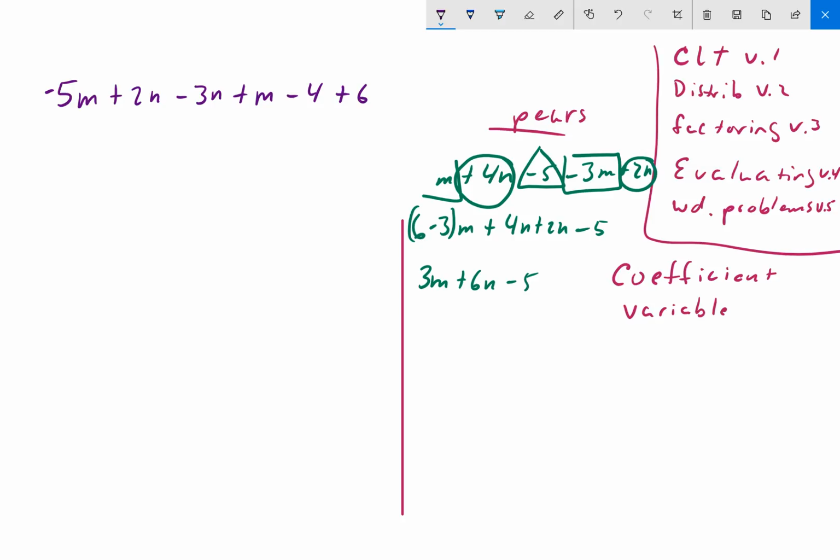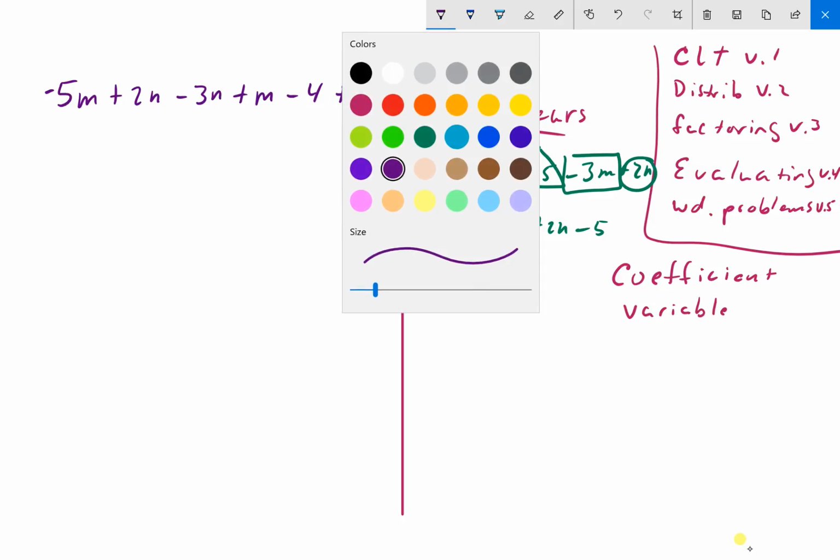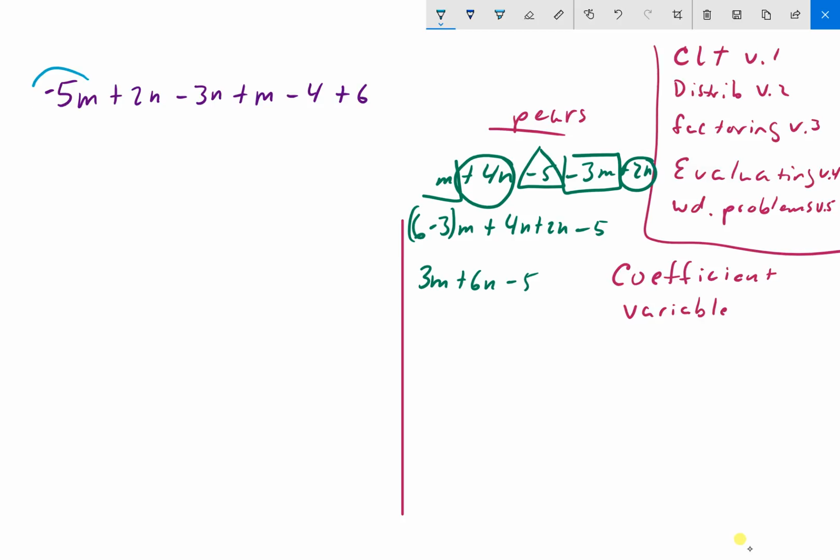If you're doing this at your house, put it on pause and try it out. And now I'm going to show you what I get. I'm going to circle my negative 5m and my positive m. And the reason why this is important is because although there's nothing written, it's really 1. So I have a negative 5 and a positive 1 m.